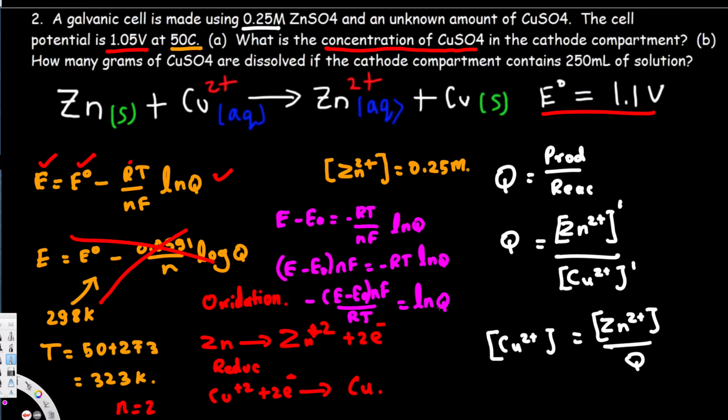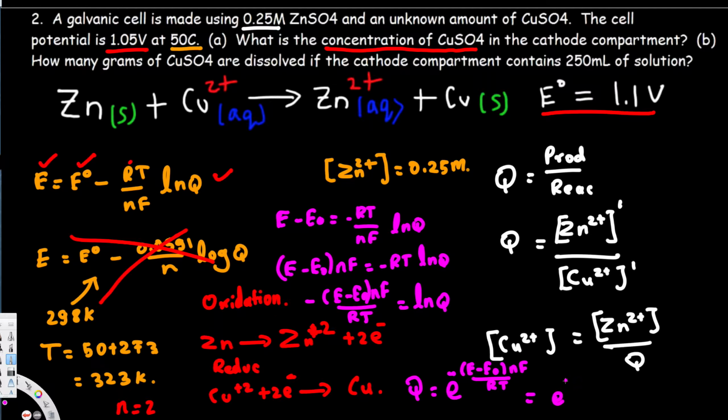And to get rid of this lambda, we take E power. If I take E power both sides, E power and lambda cancel, so we have Q. So we will have Q is equivalent to E power negative E minus E naught NF over RT, and that's going to be equal to Q. Now let's plug the values.